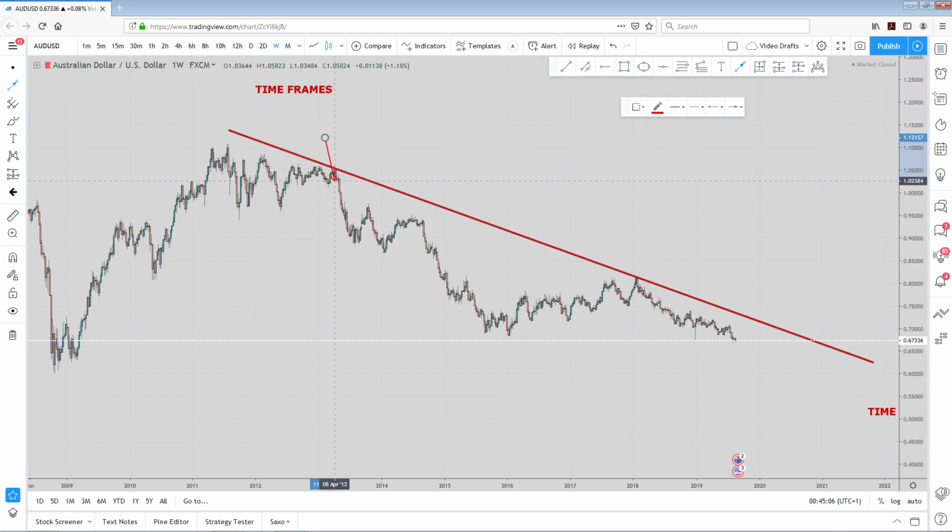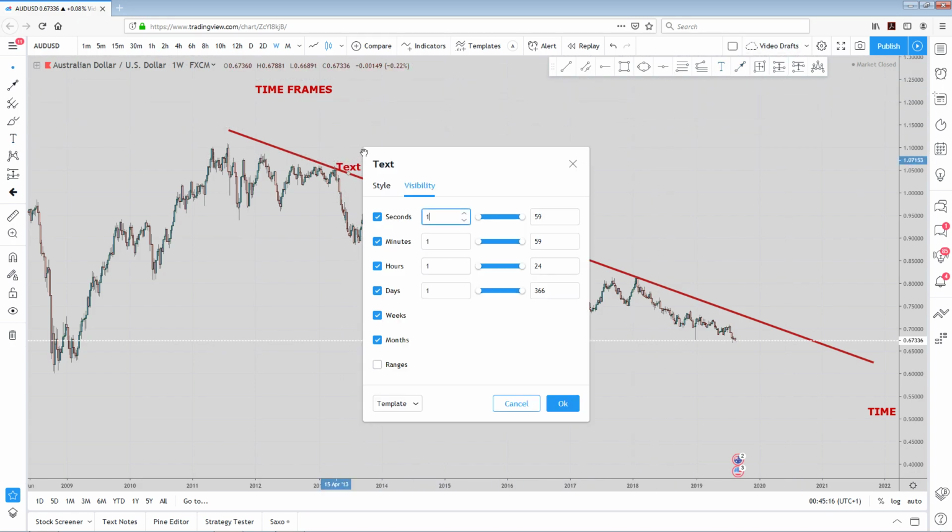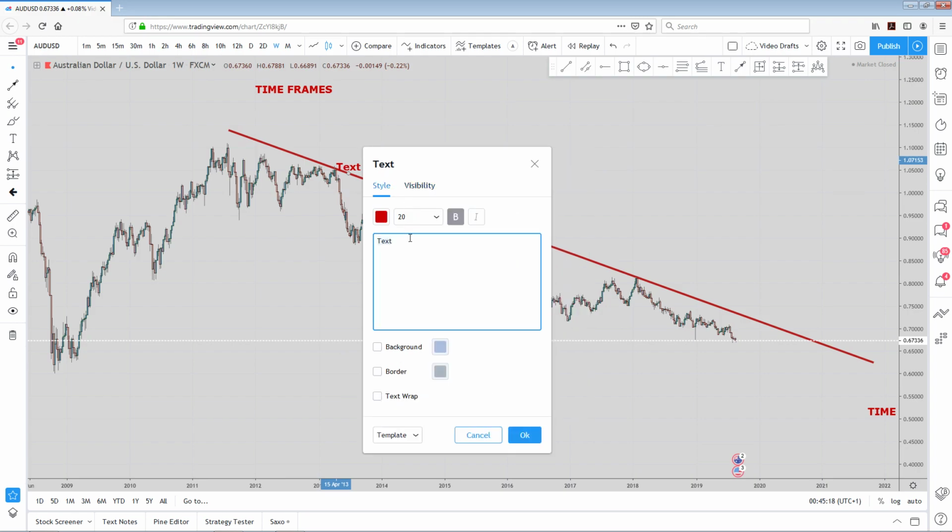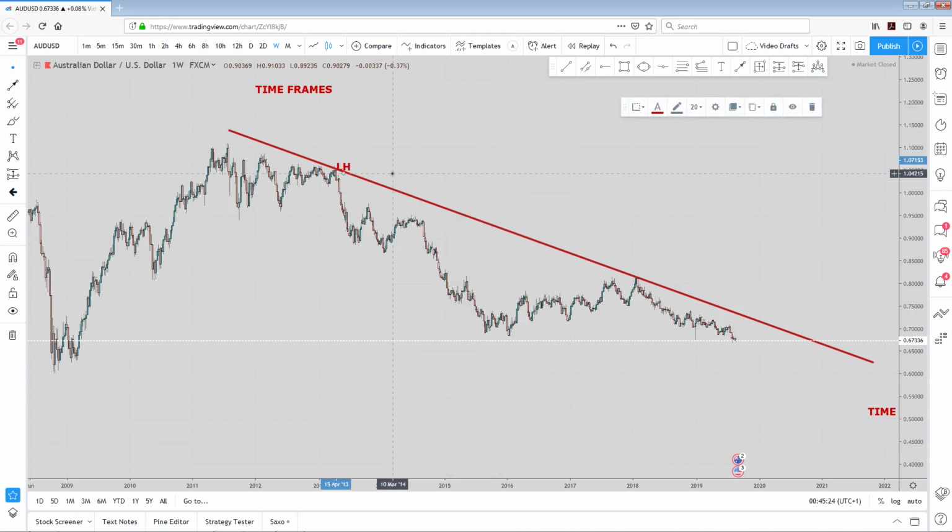So each one of these bars represents 1 week of data. Let me just label this as a lower high. And we all know what a lower high is, right? That's what market structure is: lower high, lower low.